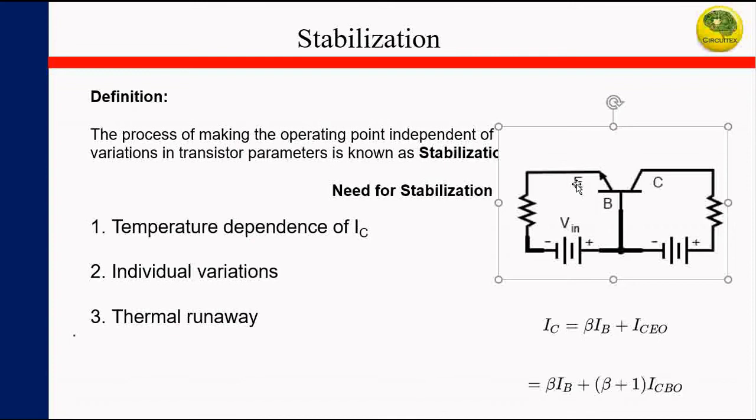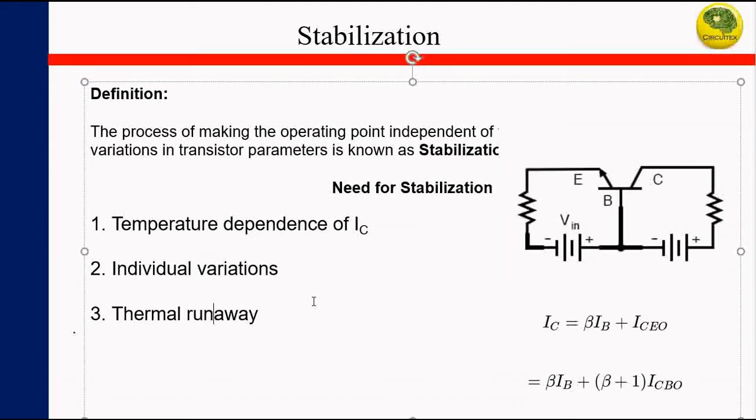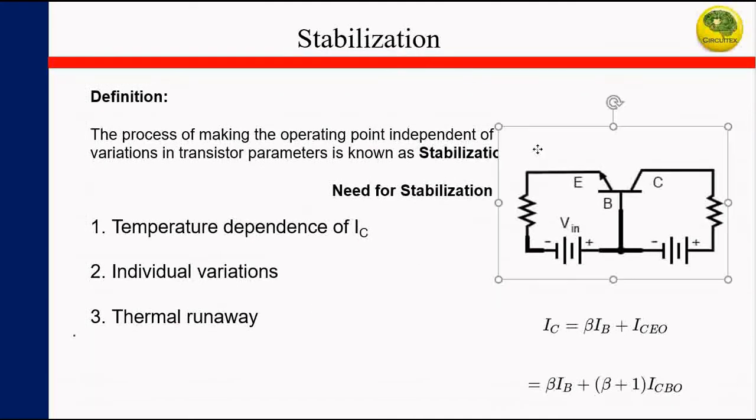So in a circuit, if we have a transistor and we replace it with another transistor, as the beta and VBE values are different, the operating point also tends to change. Hence, it is necessary to stabilize the operating point. Now moving on to thermal runaway. So what is thermal runaway?